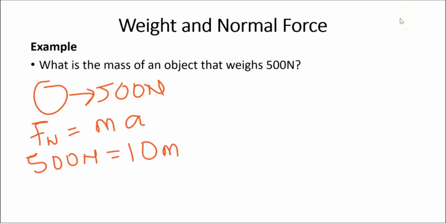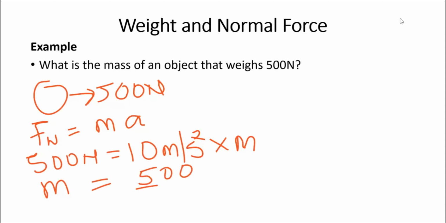So 500 equals 10 times the mass. For us to find the mass, it would be 500 divided by 10, and that will give us 50 kilograms. So the mass of the object is 50 kilograms. That's the answer to this. Okay?